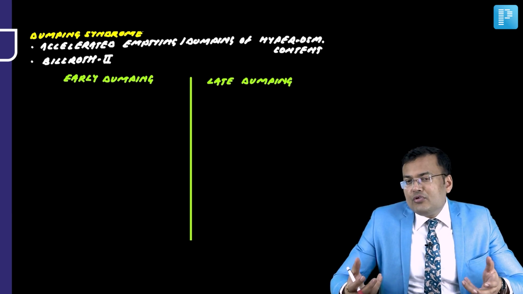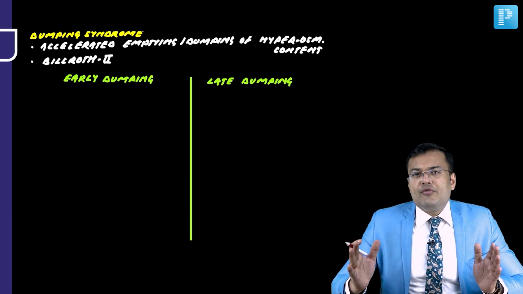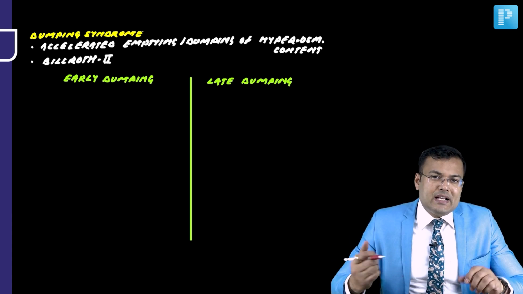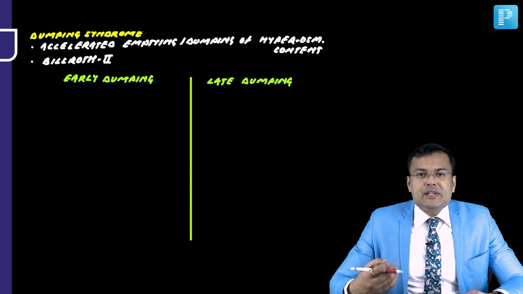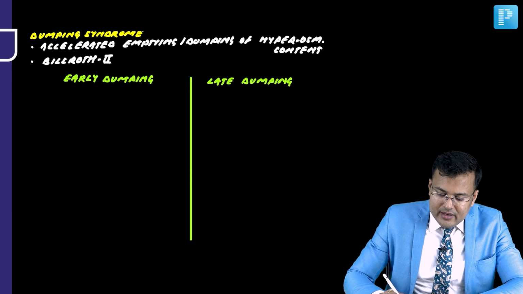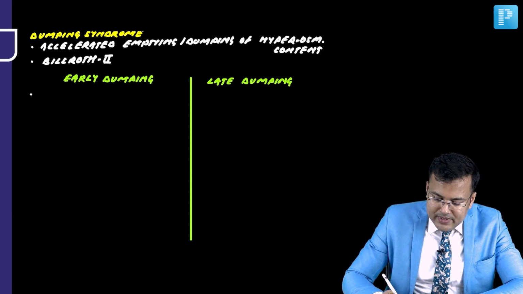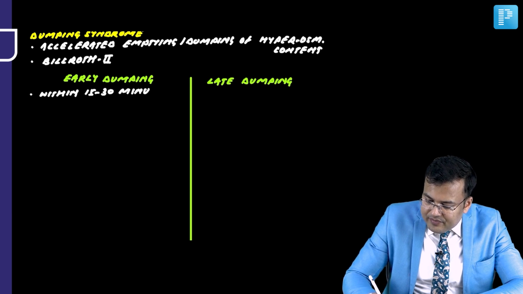So where has this fluid come from? Actually, there is third space loss. There is migration of fluid from the vascular compartment into the extravascular compartment. So ultimately, in early dumping, these patients are going to develop hypovolemia. So what is the problem here? Early dumping is seen within 15 to 30 minutes of meals.